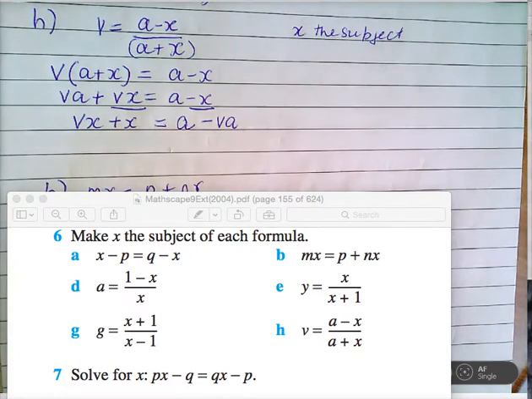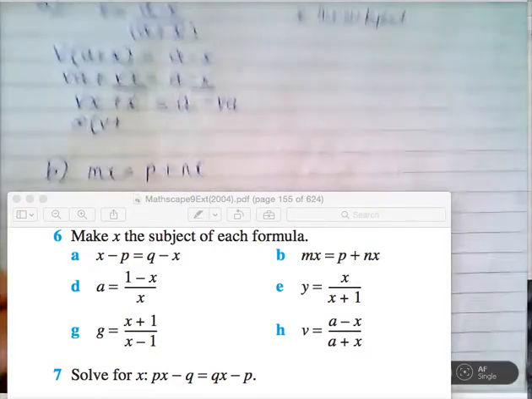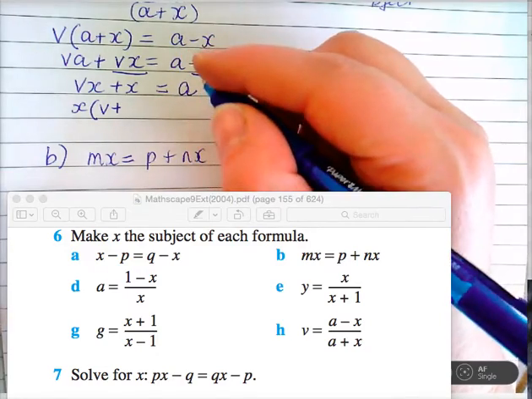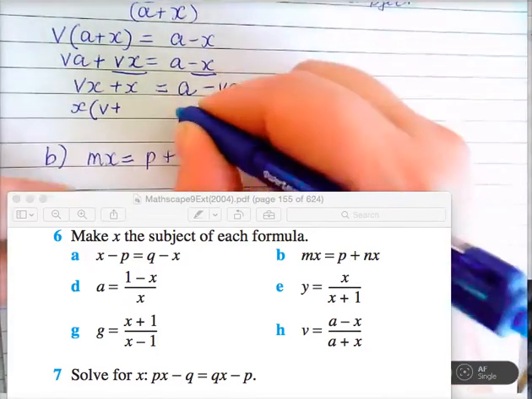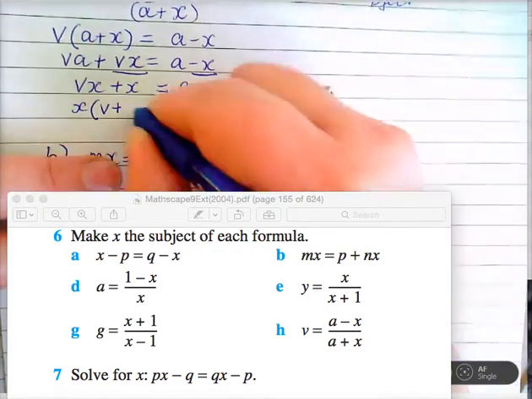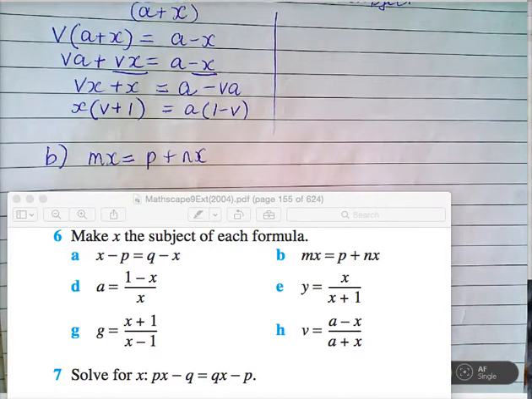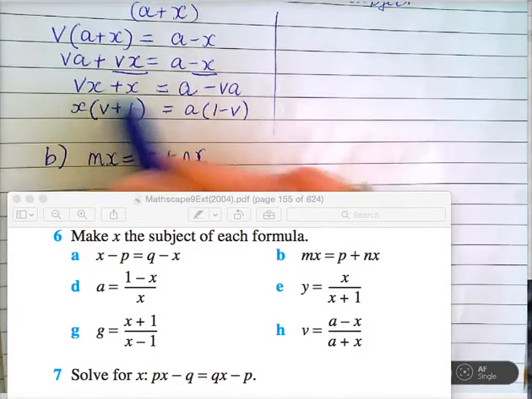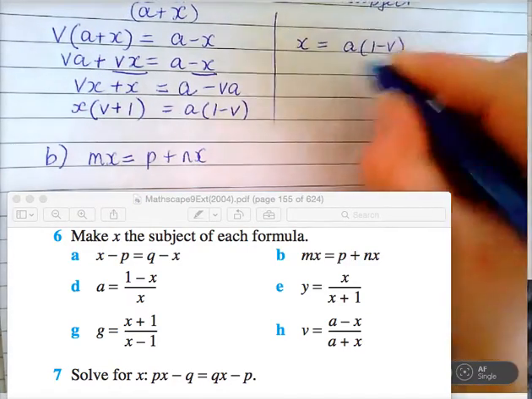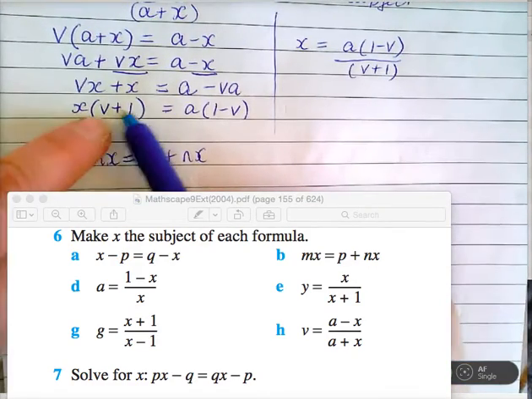Now you factorize to make only one x appear. You can factorize the other side if you want. You don't have to. The answer may have it factorized. I'm going to factorize both sides because maybe in the answer it is. So we've got x as a common factor, v plus 1. And then you have to go x equals a(1 minus v) over v plus 1, because it's x times all of that.